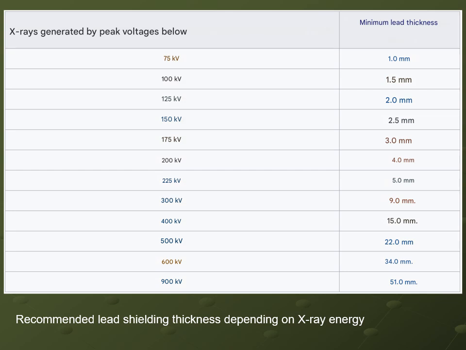In other words, such protection is possible in this case. Here we have shown what thickness of lead can be used, depending on what energy of X-ray radiation is used.